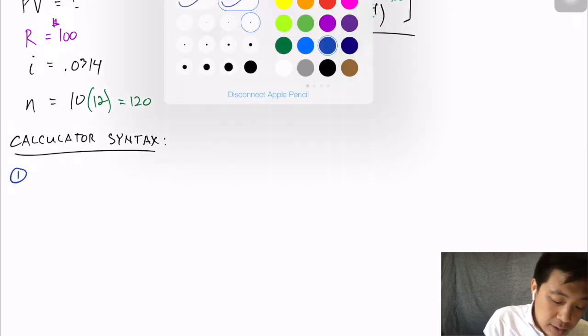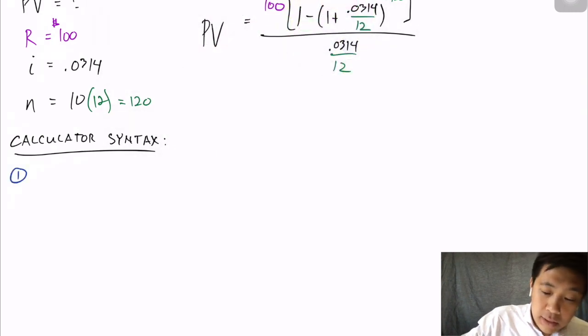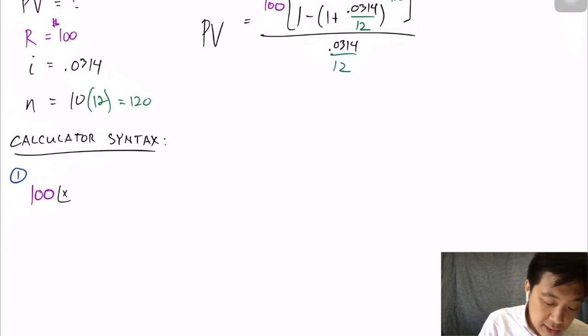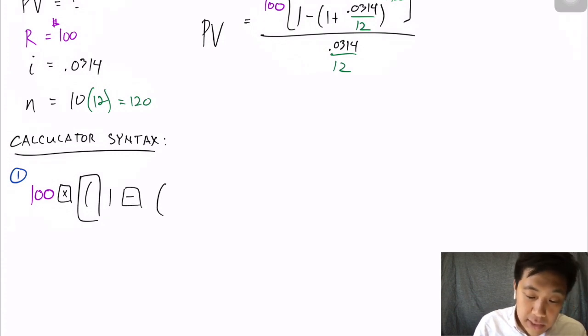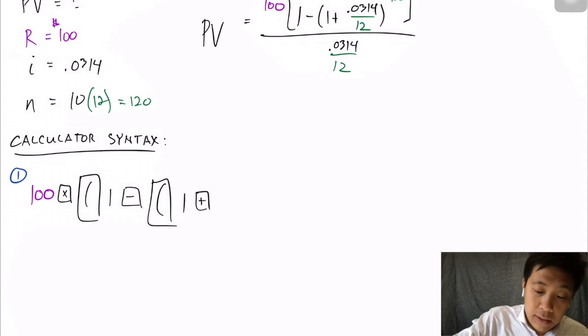you're going to go 100. Technically there should be a multiplication symbol here, but most calculators will understand if you open the parentheses immediately. So there's the parentheses, and then you get 1 minus, you've got to open another set of parentheses here. Now this is the inner parentheses here, 1 plus 0.0314 divided by the compounding period.